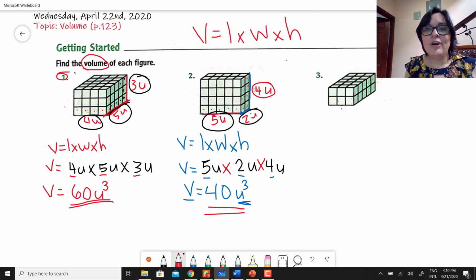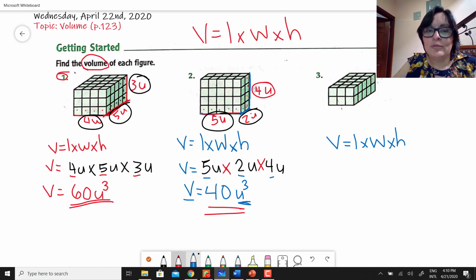Okay, so stop the video, copy the process in your notebook. Are you ready for number 3? Okay, so again we have a solid figure, and the first thing that we need to write is the formula. Volume equals length times width times height. Okay, but first we have to know what is length. From here to here, how many squares or units do we have? 1, 2, 3. 3 units.